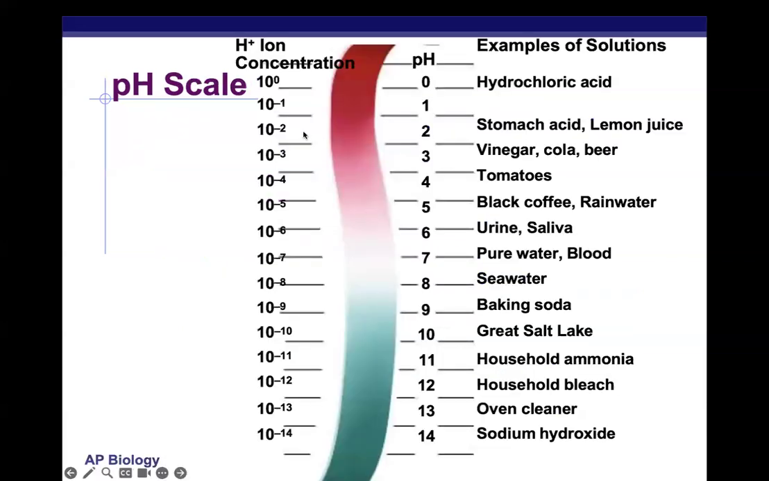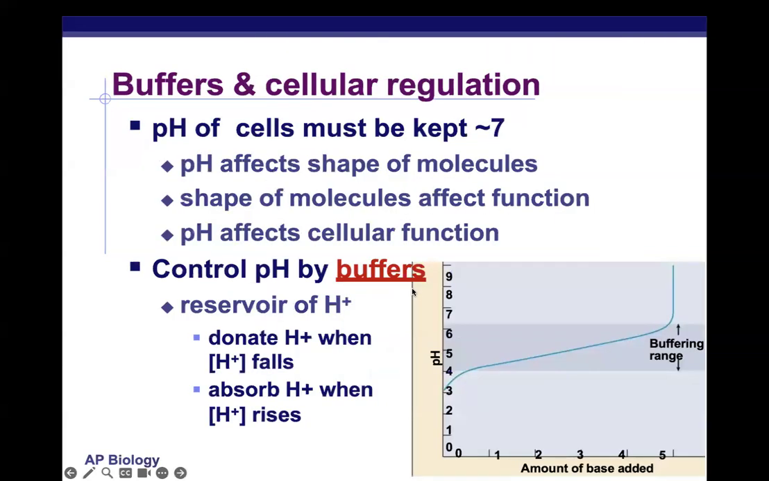Now, here's the pH scale and some different common items that would be roughly different pHs from 0 to 14. As we were talking about, the pH of cells must be kept at 7.35, let's just say 7, because pH, as we'll learn, affects the shape of a molecule, and the shape of a molecule affects its function. So the pH can affect cellular functions.